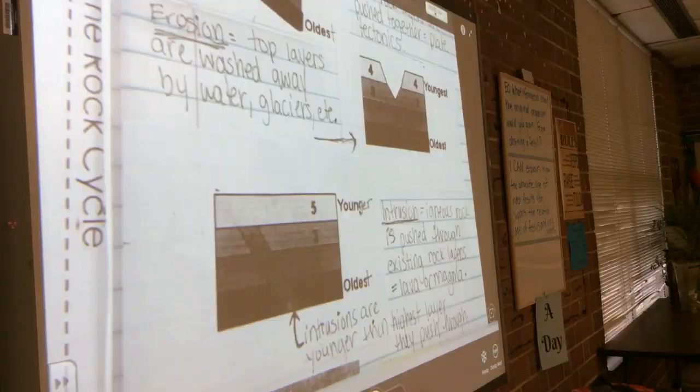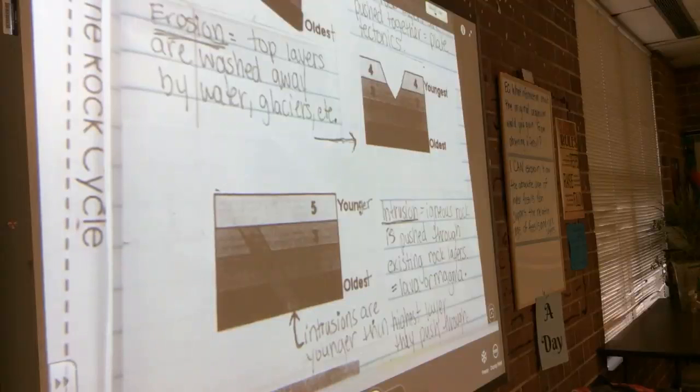I will tell you the most common question about law of superposition on EOGs and benchmarks is they'll give you a really complicated picture and they'll ask which rock layer is the youngest, and I guarantee you they will have an intrusion in that picture. Because law of superposition is all nice and fun and easy until you start throwing in a layer of magma or lava to get in the way.